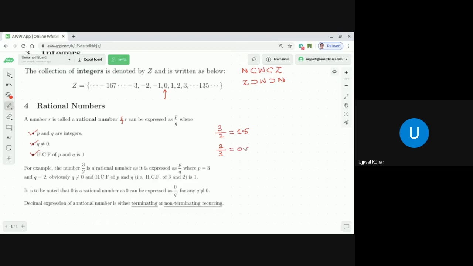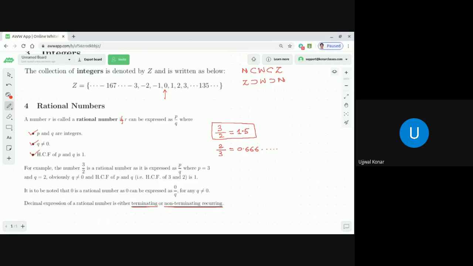It is 0.666 and it continues. So what we see is that the decimal expansion of a rational number is either terminating, or if it is non-terminating, it is recurring. That means repeating. In the first case, the decimal expansion of the rational number 3 by 2 is terminating. It terminates at the first decimal point, 1.5.